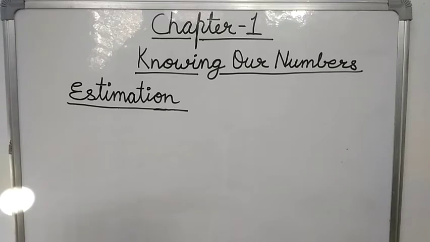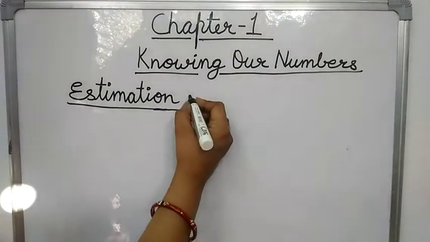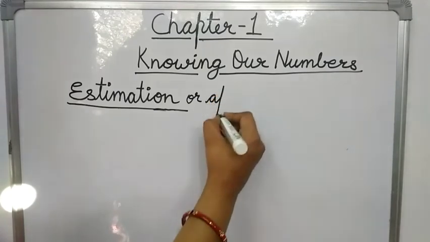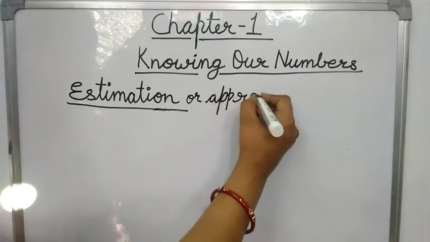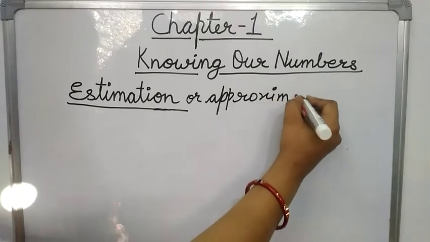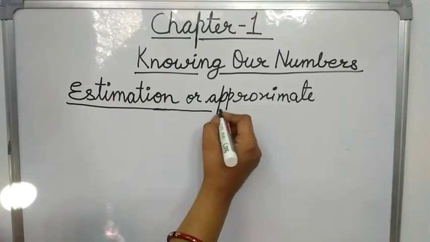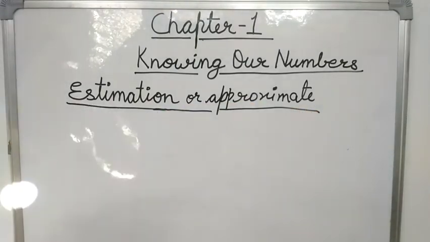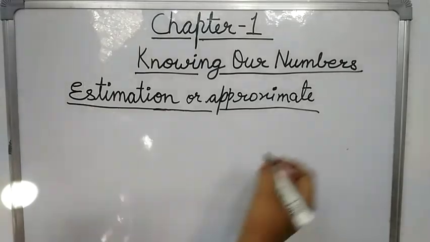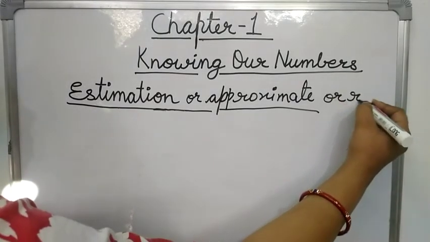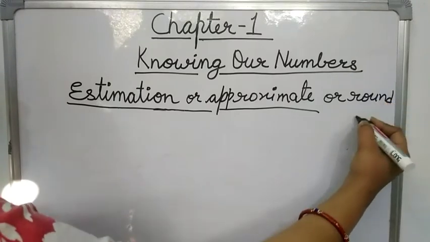You sometimes must have heard the word approximate in news headlines or in your daily life, that this is approximate to this or anything else. So that approximate is also an estimation. You can call it estimation or approximate. Both are the same thing, or you can also call it round off. I think all the students know what is the meaning of round off.